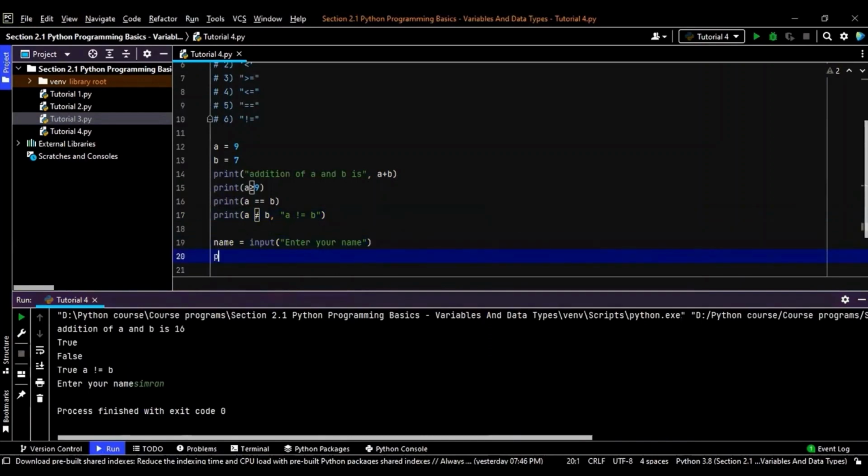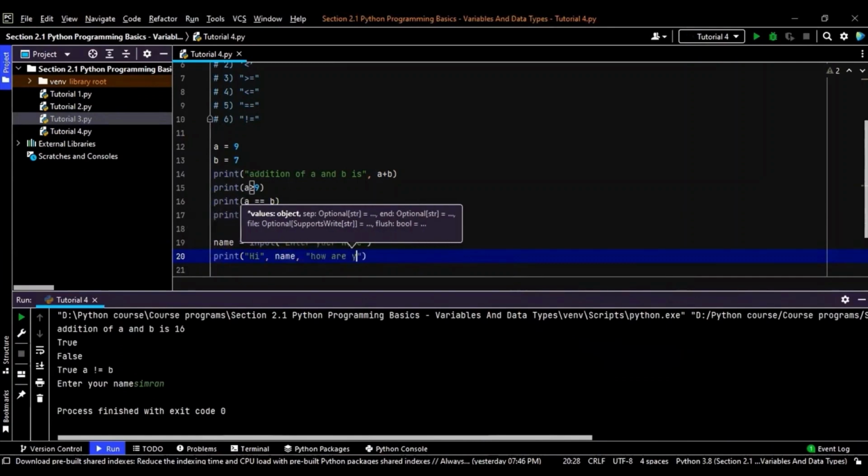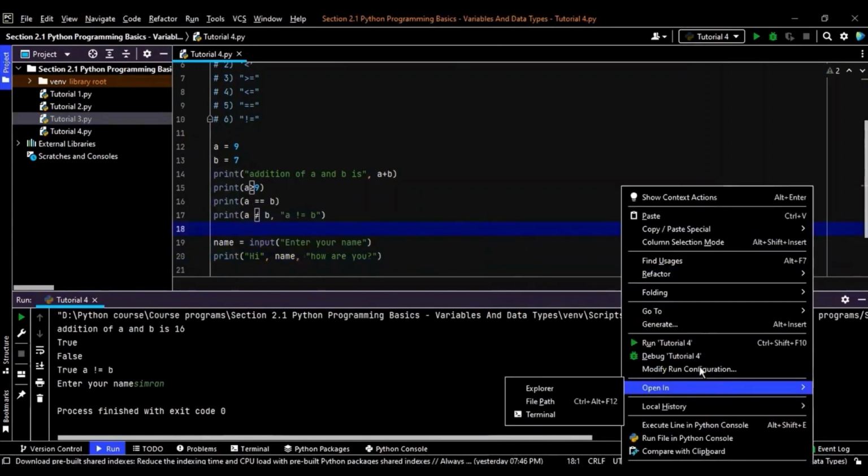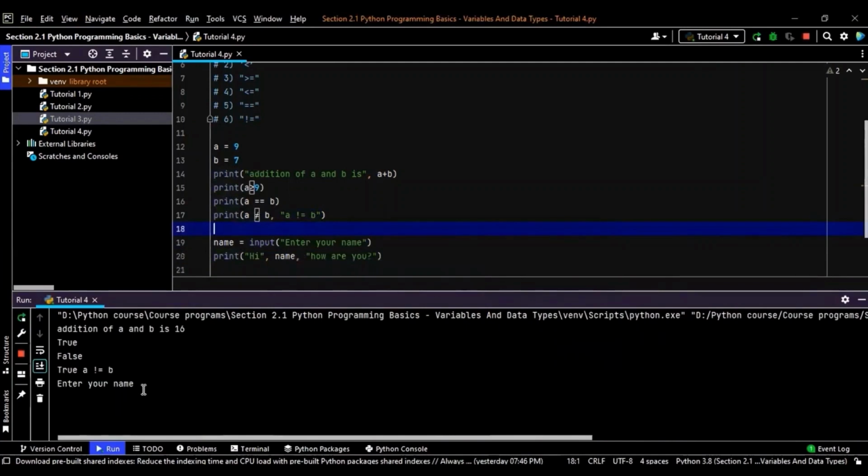So let's actually print a message with that. Let's print hi with that name, and add how are you? Okay. And let's try to run this once again. So it's asking, it stopped here. It's asking for the name. So let me write down my name again.